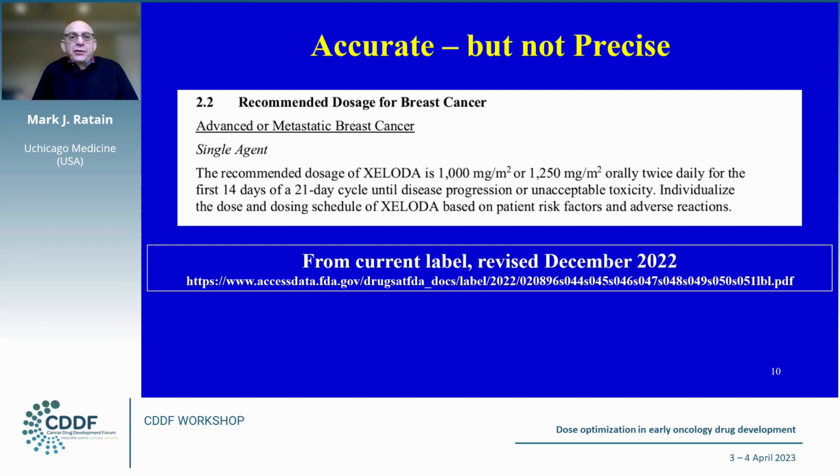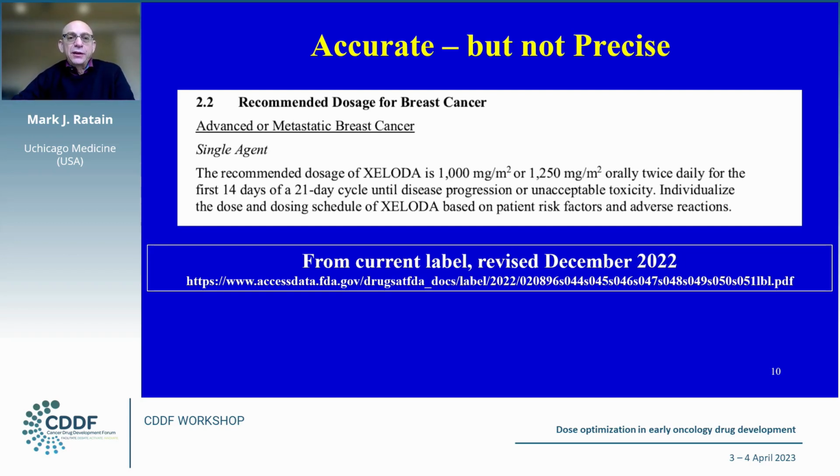This label was recently revised in the United States in December of 2022. And I would characterize the revised label as accurate, but not precise. The recommended dosage of Xeloda is 1,000 milligrams per meter squared or 1,250 milligrams per meter squared, or presumably anywhere in between. And then the last sentence states, individualize the dose and dosing schedule of Xeloda based on patient risk factors and adverse reactions. So this is accurate, but not precise.